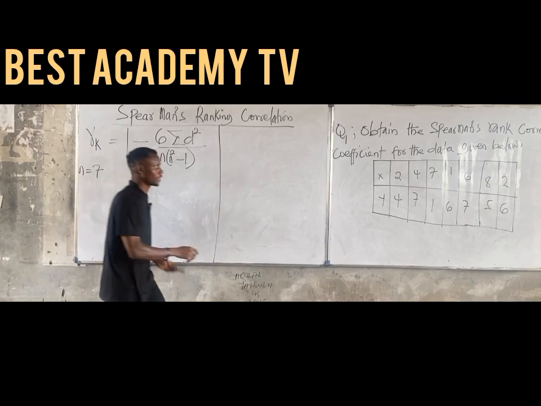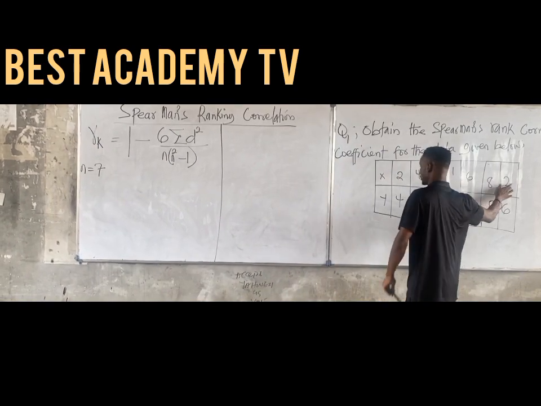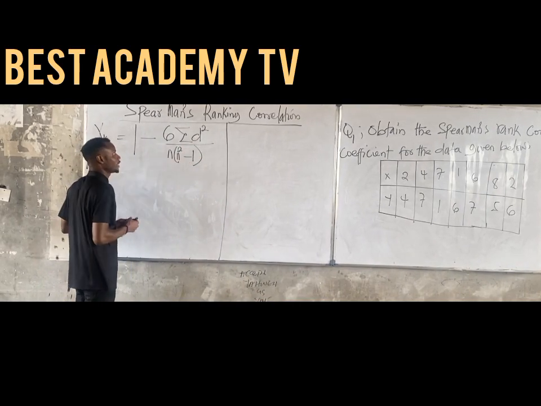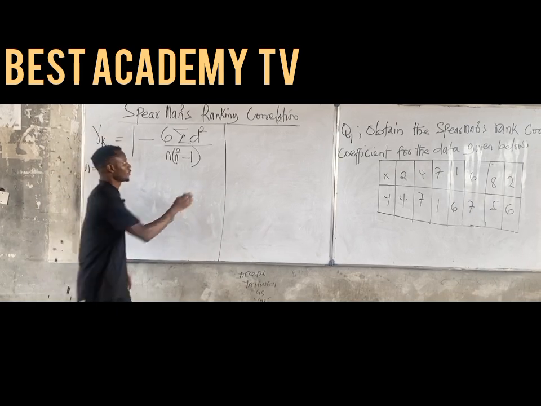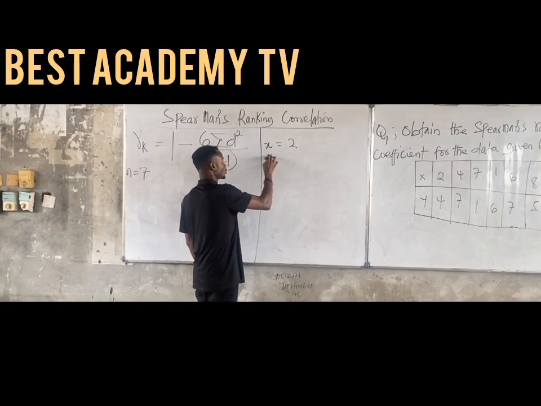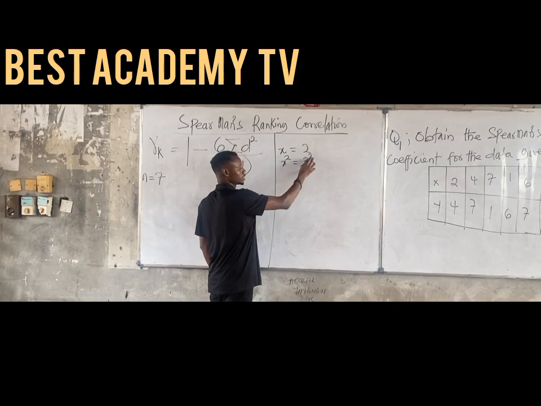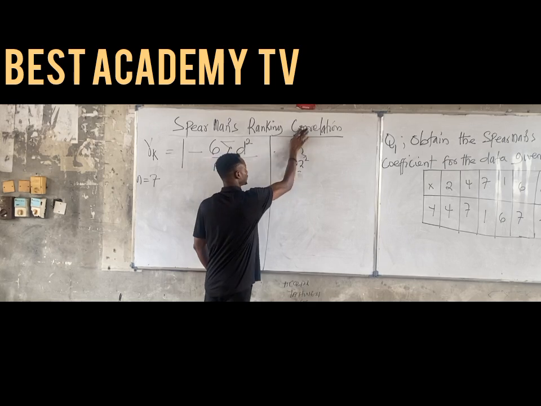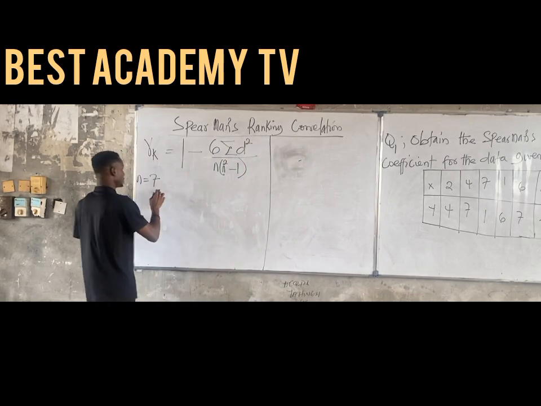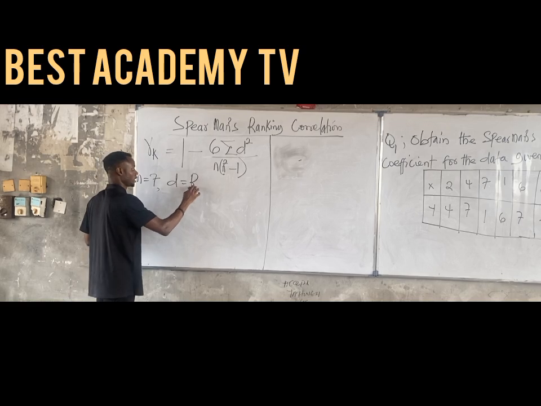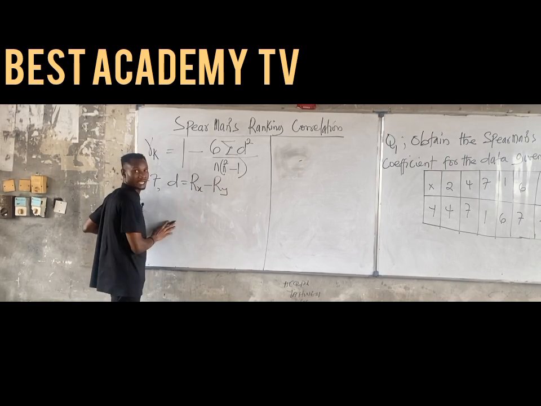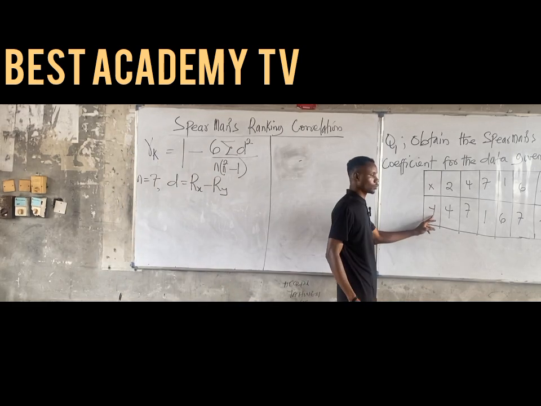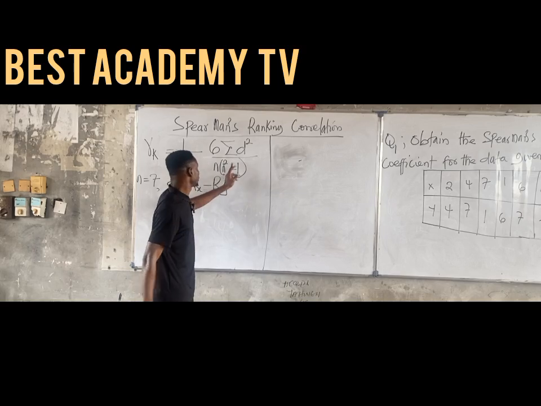All right, please take note. After counting 1, 2, 3, 4, 5, 6, 7, it's still the same for y. That is 7 here. Now the next thing to look for is our d, because from d you can find d squared. If I have d, to get d squared I simply square the result. So what is our d here, class? d is the difference in ranking of x and y. It means that I have to rank this x and also rank this y, find the difference, and then find the sum of the d squared.